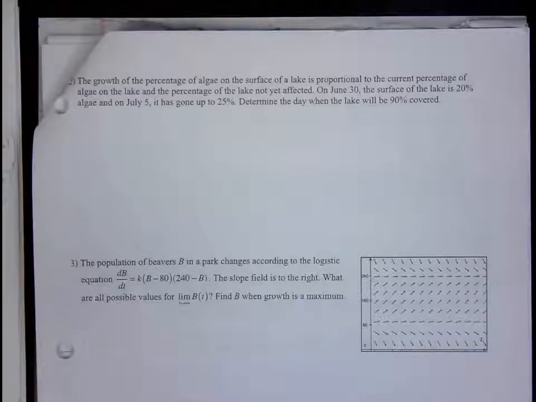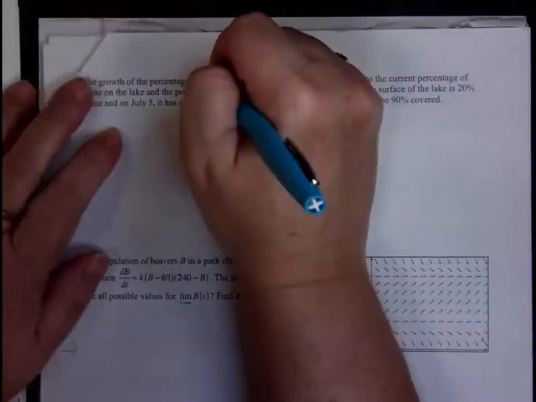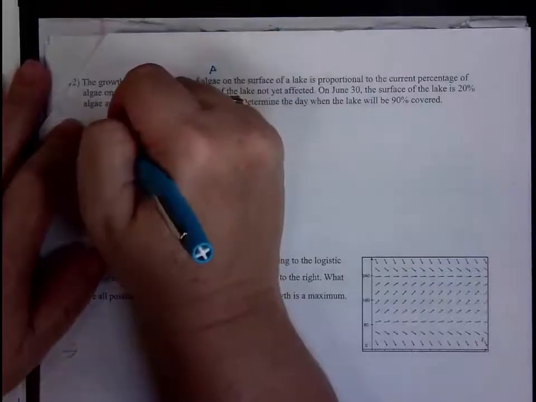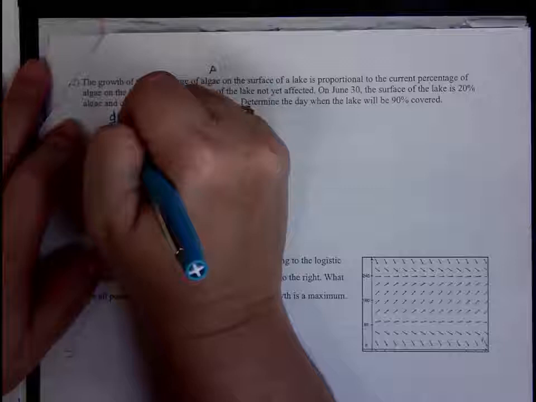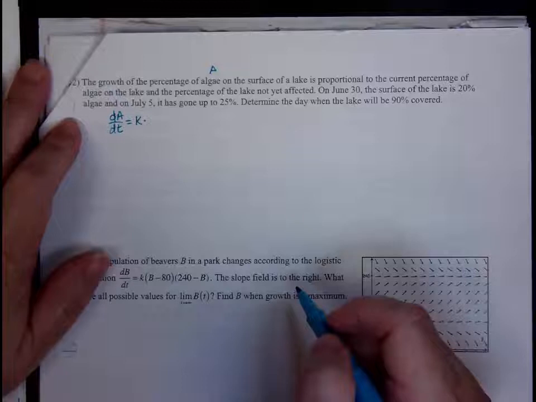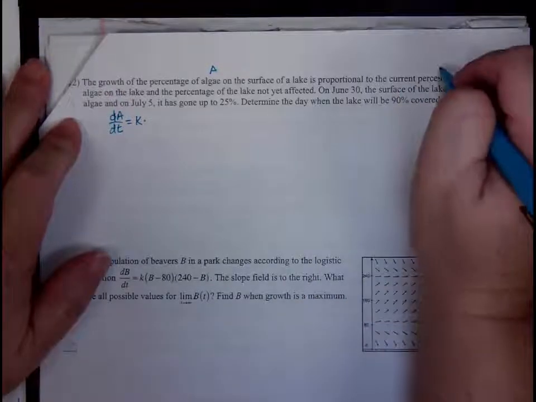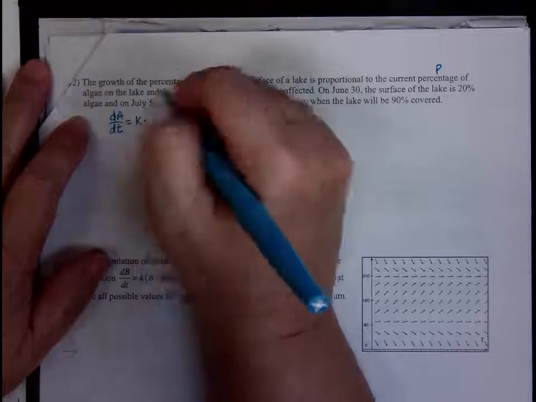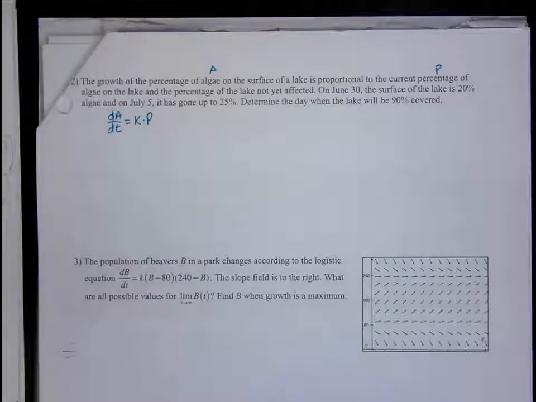Okay, the growth of the percentage of algae on the surface of a lake is proportional to the current percentage of algae on the lake and the percentage of the lake not yet affected. Okay? That tells me I'm going to use capital A for algae. The growth of algae is dA/dt is proportional to, that's K times the current percentage, I'm going to use the letter P for percentage, the current percentage of algae on the lake, K times P, and the current percentage that is not on the lake.